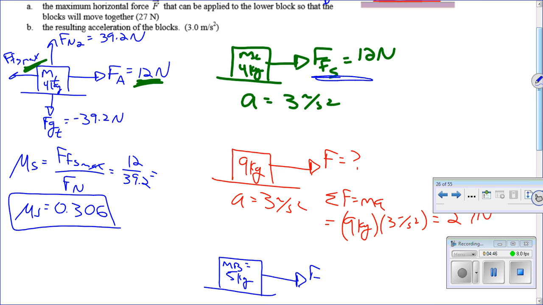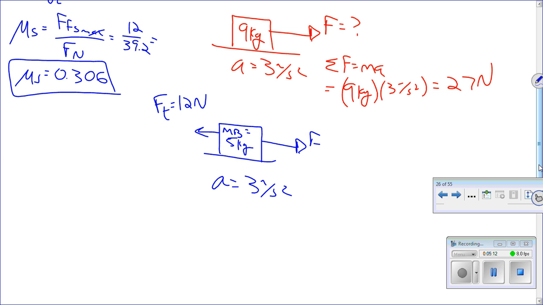Well, look, this force of static friction on the top block, that's actually the force of the bottom block pushing the top block forward. Well, Newton's third law tells us that there's a reaction, and that reaction would be the force of the top block pushing the bottom block backwards. So here's the top block pushing backwards with a force of 12 newtons. Okay. So now, if the acceleration of this block is 3, then my net force is going to be the mass of the bottom block times the acceleration of the bottom block. So 5 times 3 gives you 15 newtons.